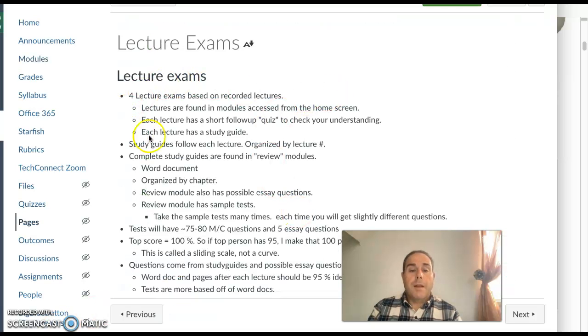Now, in the modules, I have study guides to help you as you go, to focus you on the material. And that's what I'm going to be testing you on. What is in the study guide? So focus on answering those questions.